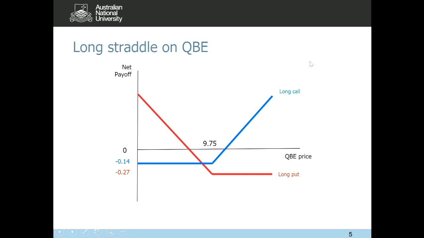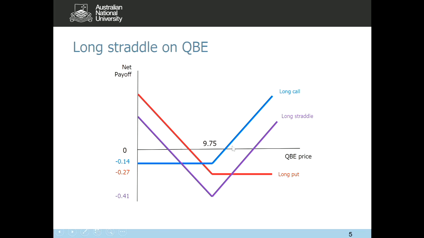Now, if the share price ends up being really high, if this takeover event eventuates successfully, then the QBE share price will jump up. If the share price gets above $10.16, here is the break-even point. If the share price increases above $10.16, we're going to make a positive profit in this region here, right?